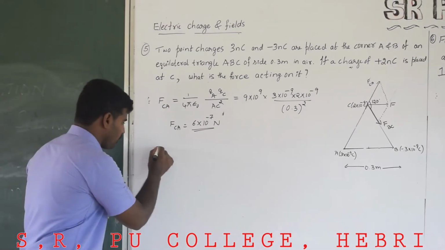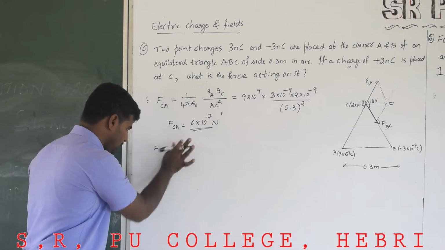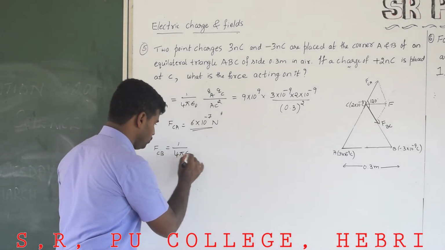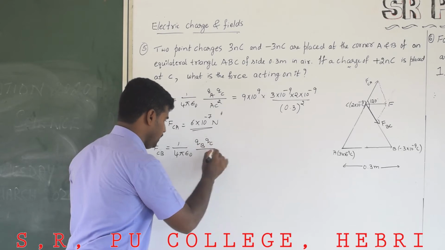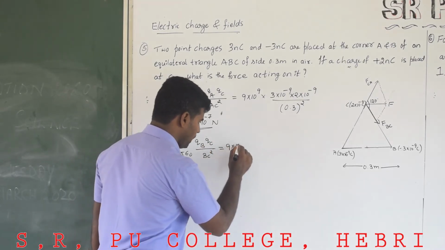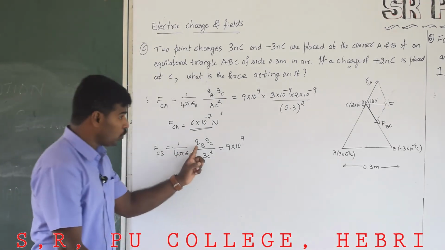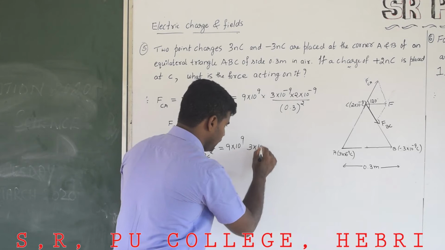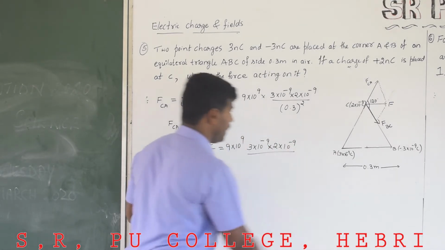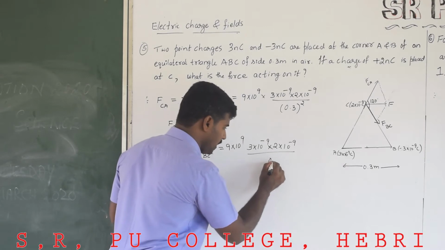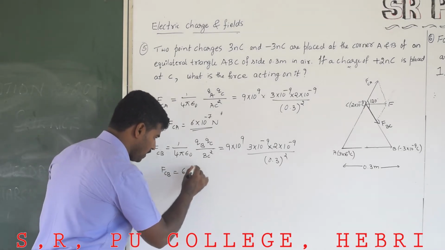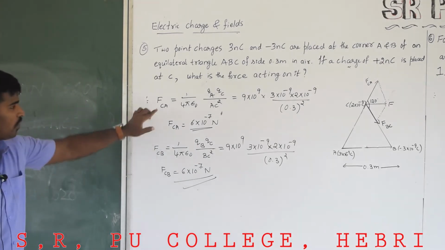The second one, force on B, or the force on C due to B. FCB is equal to, again the same relation, 1 by 4 pi epsilon naught QB QC divided by the distance from B to C square, that is equal to 1 by 4 pi epsilon naught, which will be 9 into 10 raised to the power 9. The value of QB in terms of magnitude is 3 into 10 raised to the power minus 9, into the value of QC, which will be 2 into 10 raised to the power minus 9, divided by the value of R square, that is considered as BC square, which will be again 0.3 square. Therefore FCB is also equal to 6 into 10 raised to the power minus 7 Newton. This is the answer for FCA as well as FCB.